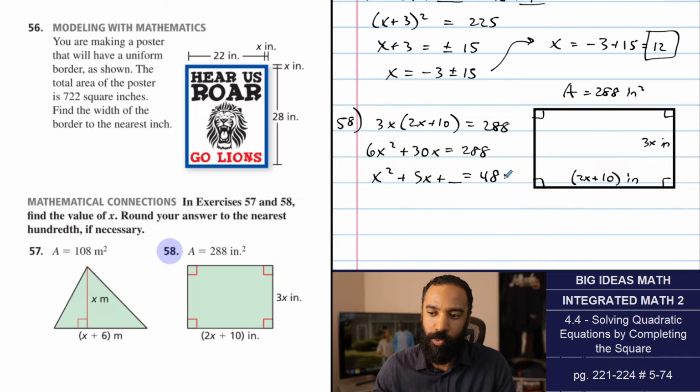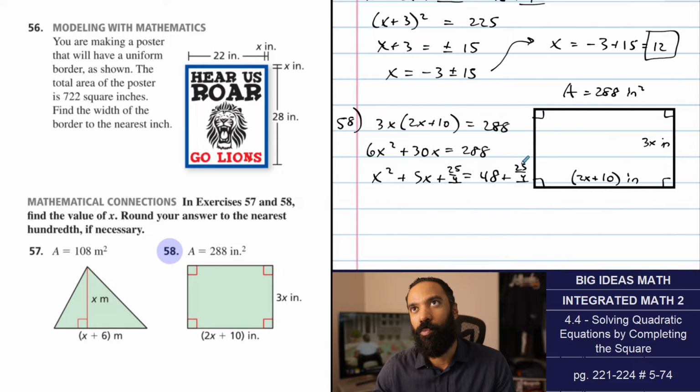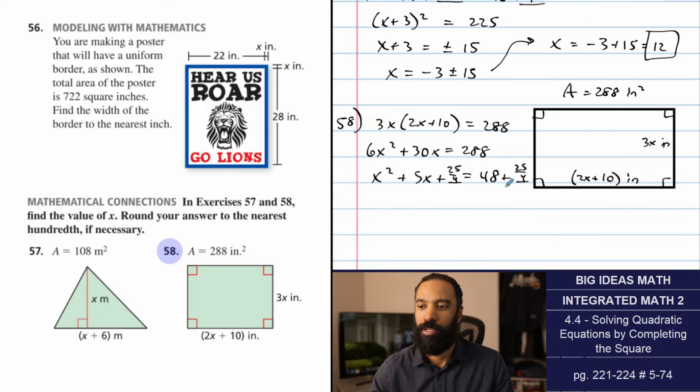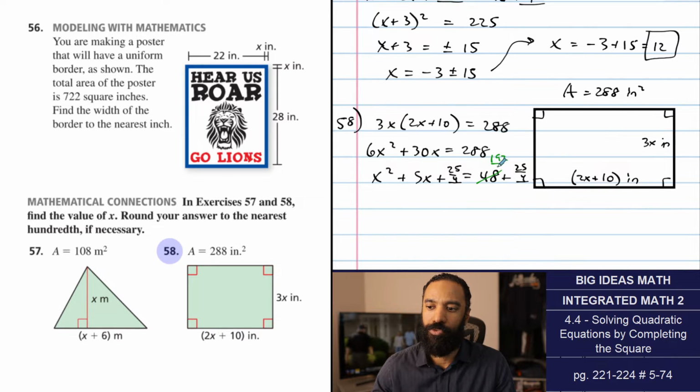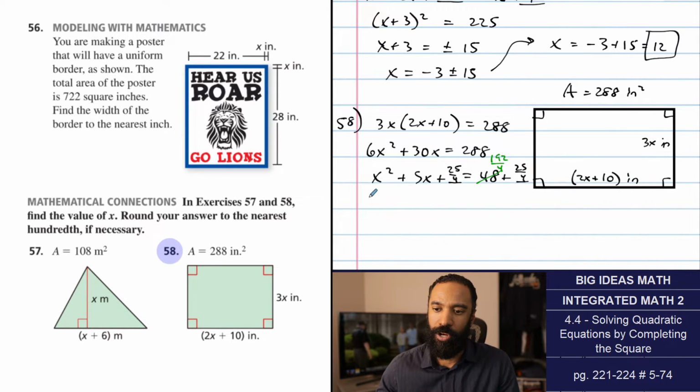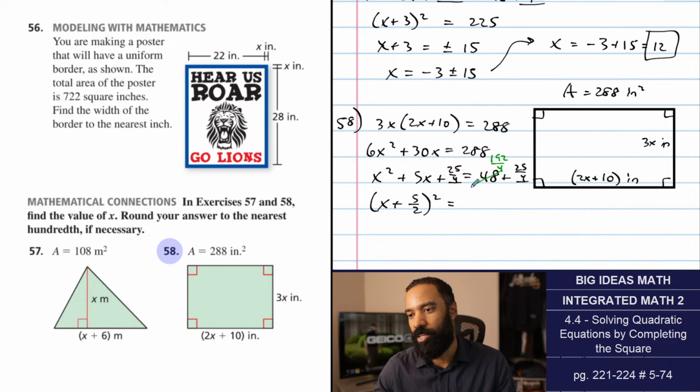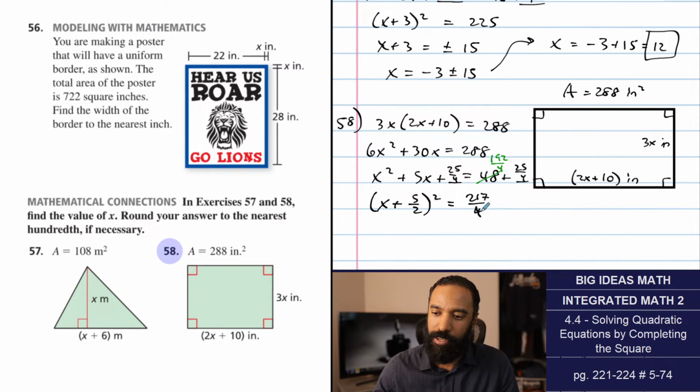This is where completing the square can also happen. 5 halves squared is 25 fourths. So we're going to add 25 fourths to both sides. 48 is also 192 fourths. This factors into x plus 5 over 2 quantity squared. And 192 plus 25 is 217, so we get 217 fourths.